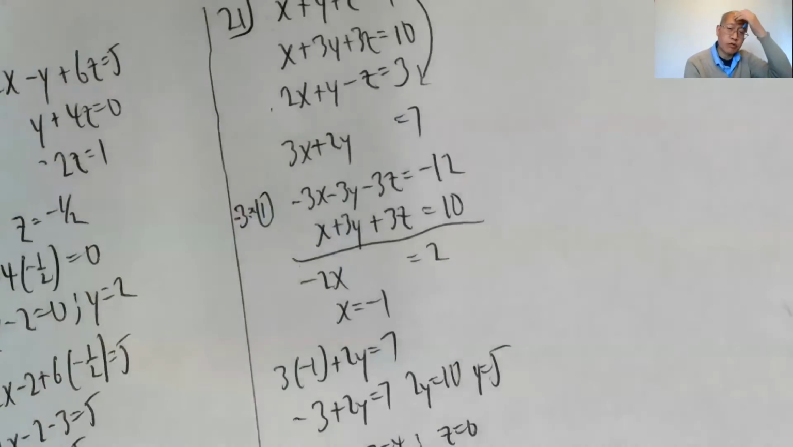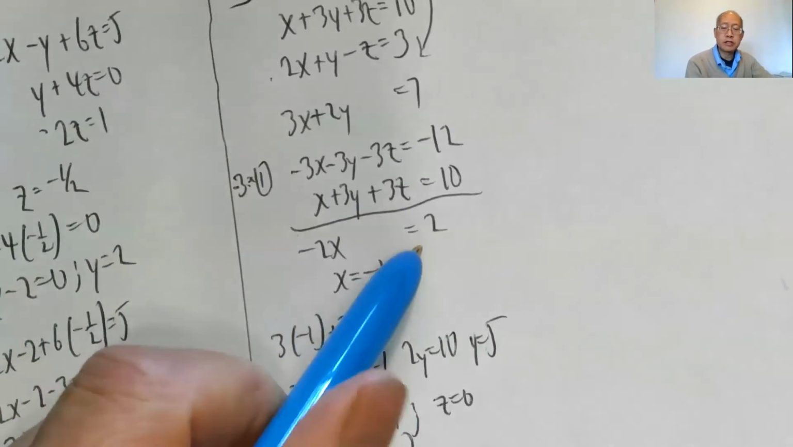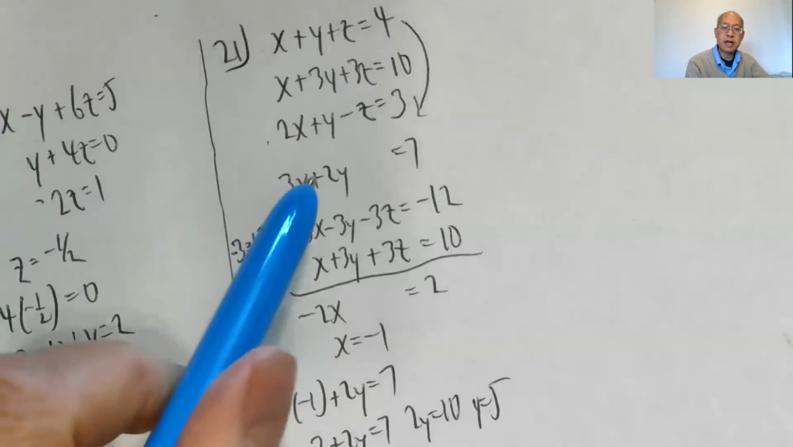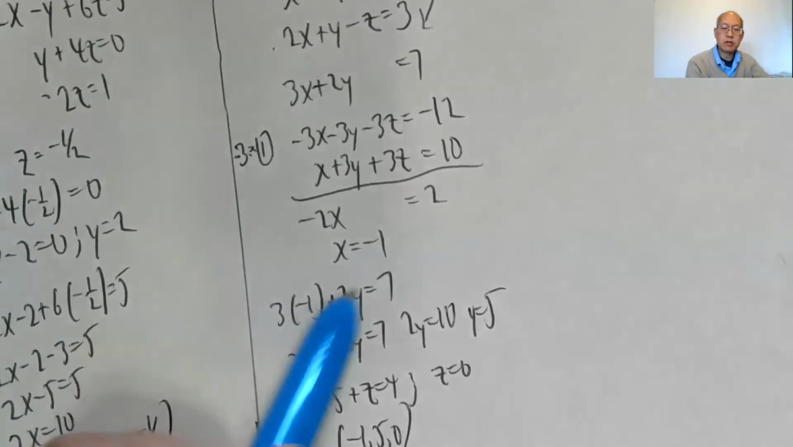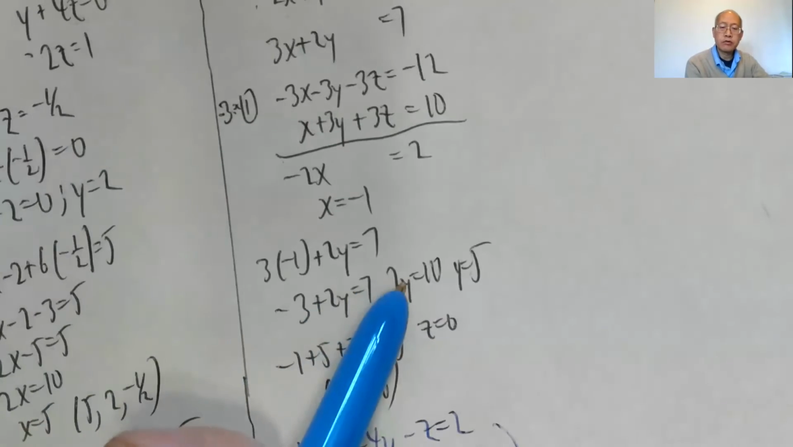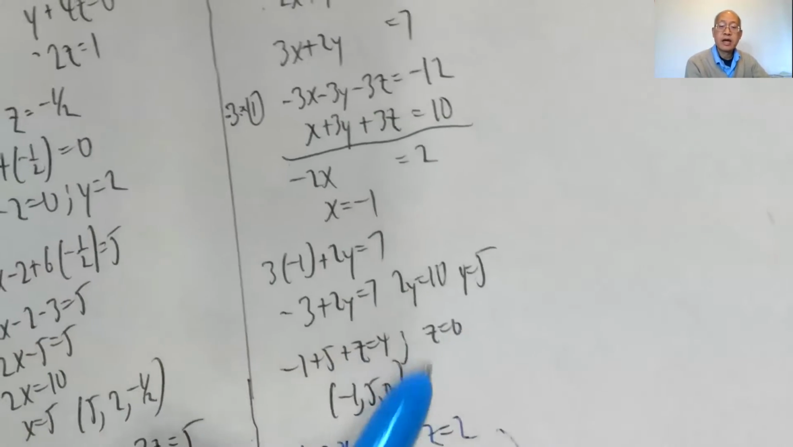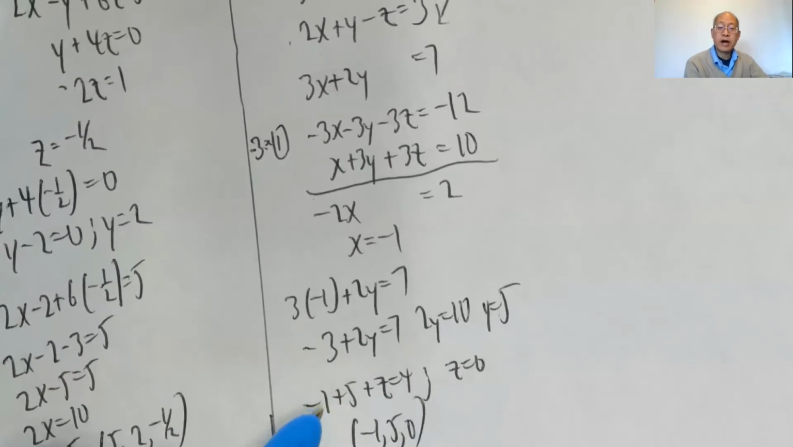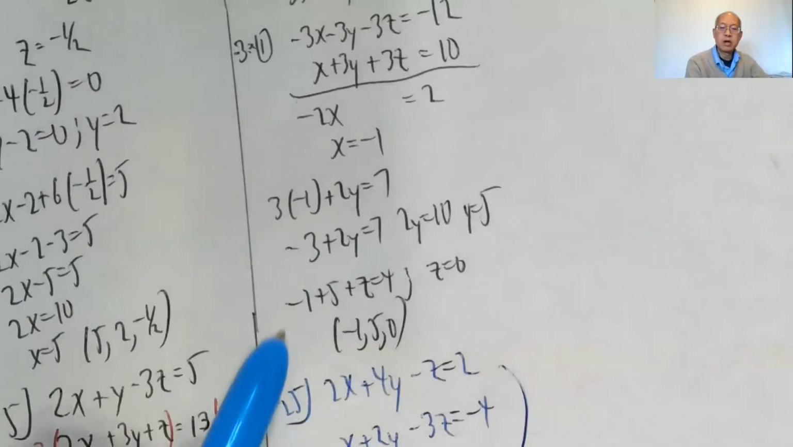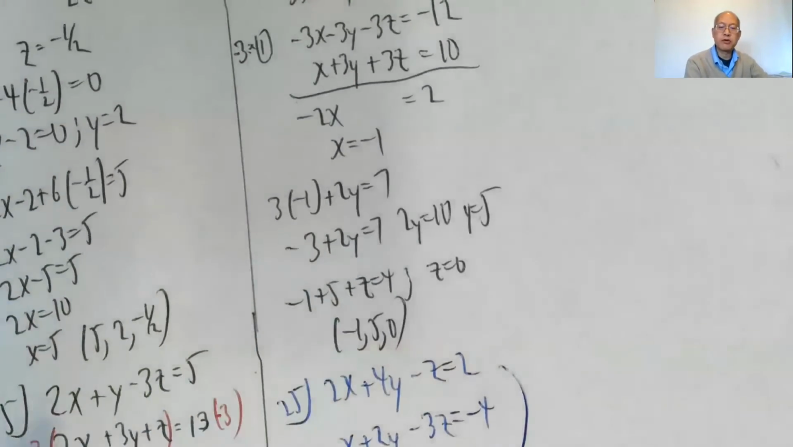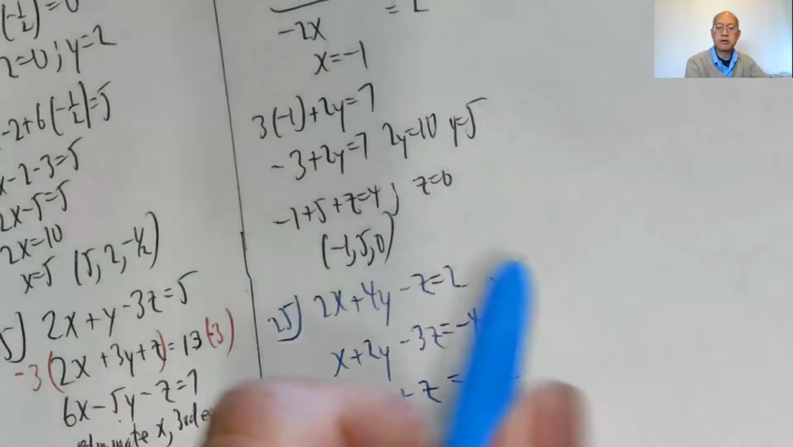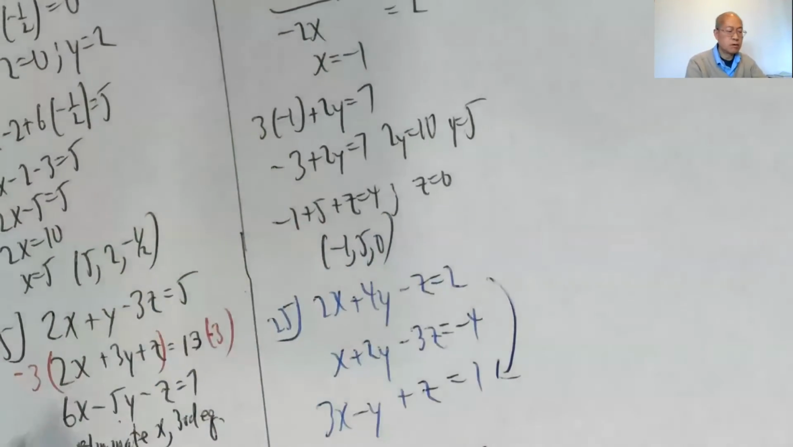Z's drop out, incidentally, y also drops out. Negative 2x is 2, so x is negative 1. So I plug negative 1 back into, say, here. 3 times negative 1 plus 2y equals 7. Negative 3 plus 2y is 7. Add 3. 2y is 10, so y is 5. Now that I have y and x, I plug into the first equation. X plus y plus z equals 4. So negative 1 plus 5 plus z equals 4. And 4 plus z is 4. That makes z equals 0. So negative 1, 5, 0.